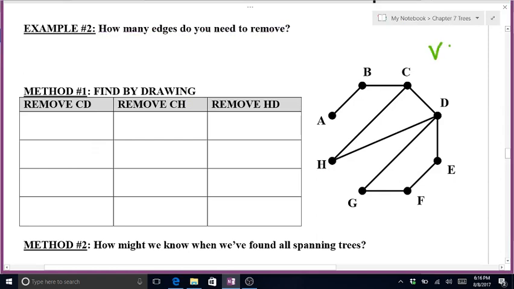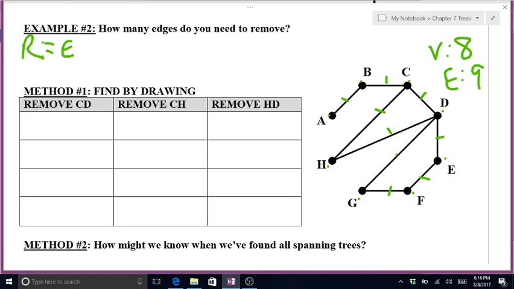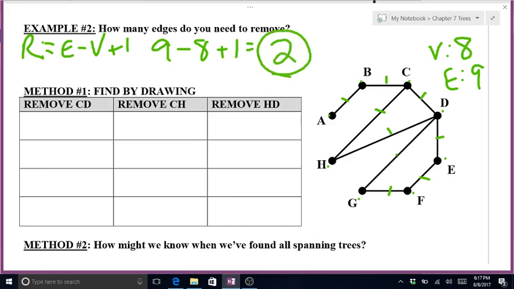First thing I need is how many vertices do I have? Well, I've got 1, 2, 3, 4, 5, 6, 7, 8. And I've got 1, 2, 3, 4, 5, 6, 7, 8, 9 edges this time. So again, our formula is redundancy equals edges minus vertices plus 1. So 9 minus 8 plus 1. Okay. Well, that tells me I've got 2.